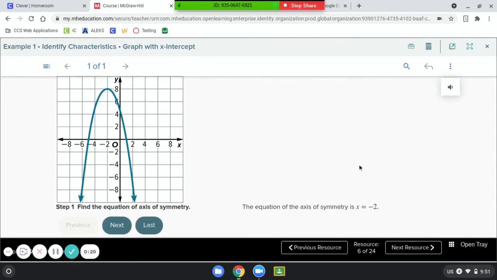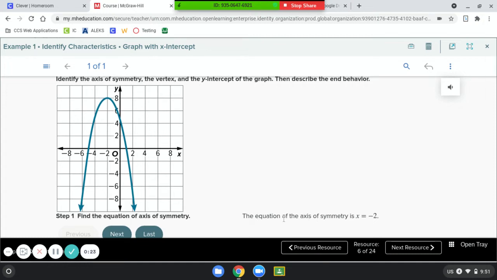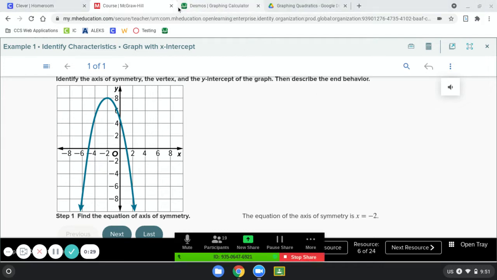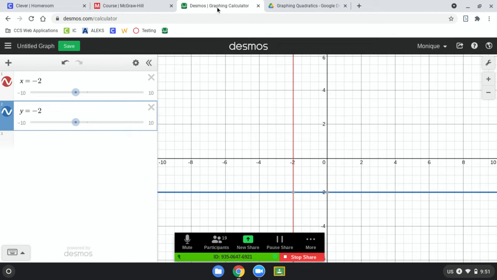So the first thing is they tell us that the equation of the axis of symmetry is x equals -2. So I have Desmos open here so that we can see what x equals -2 looks like. That is the red line that we see here. Notice that it is a vertical line and it goes through the x-axis at -2. It's very important to use x.